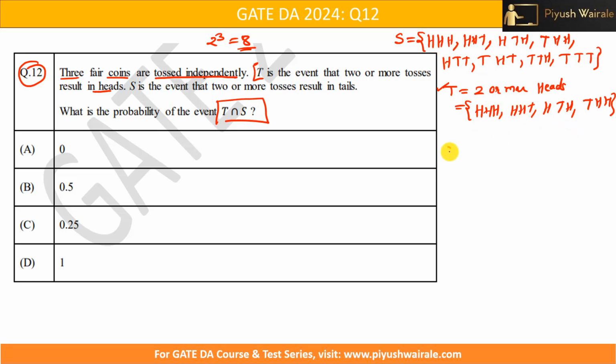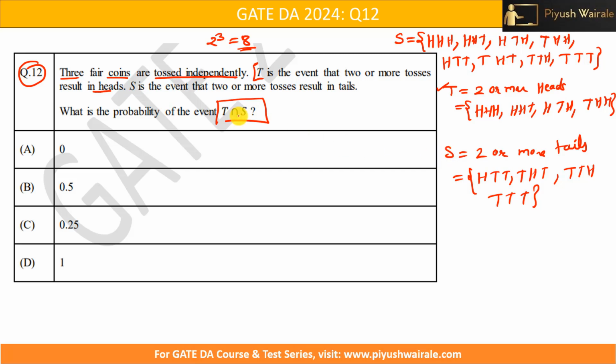What about S now? S is the event that two or more tails occur. The favorable outcomes are HTT, THT, TTH, or all three can be tails. That's it. So these are the favorable outcomes for this event, that is two or more tails.